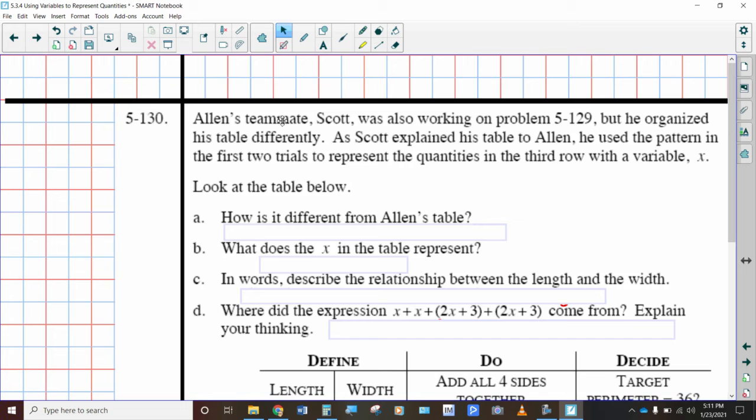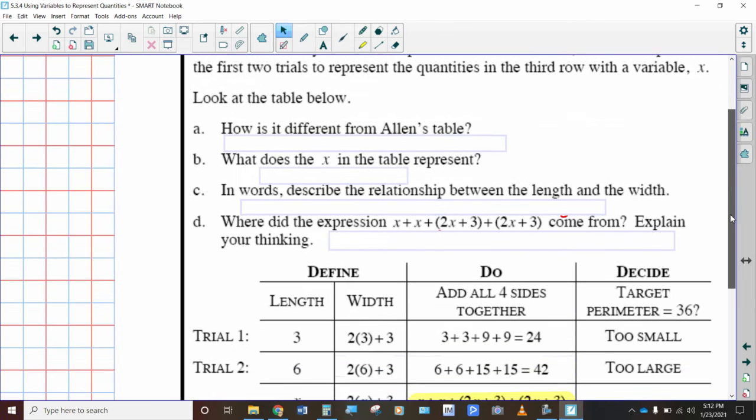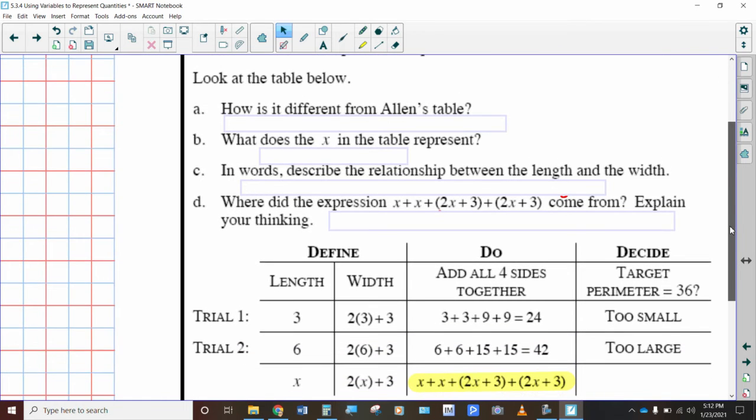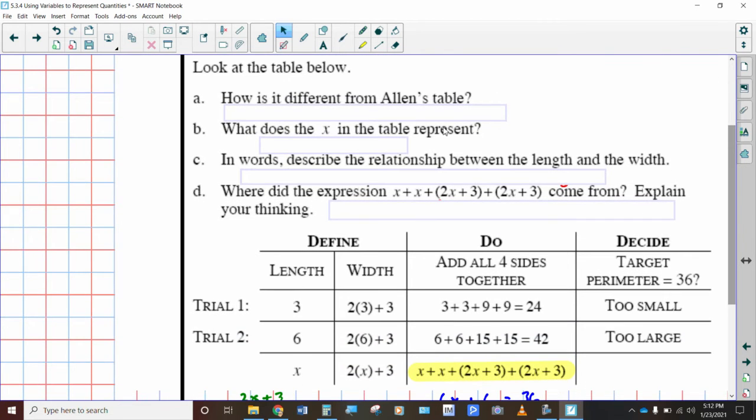All right, so Alan's teammate Scott was also working on problem 129, but he did his table differently. As Scott explained his table to Alan, he used the pattern in the first 2 trials to represent the quantities in the 3rd row with the variable x. So he is now defining the situation with variables, okay? So look at the table below. How is it different from Alan's table?